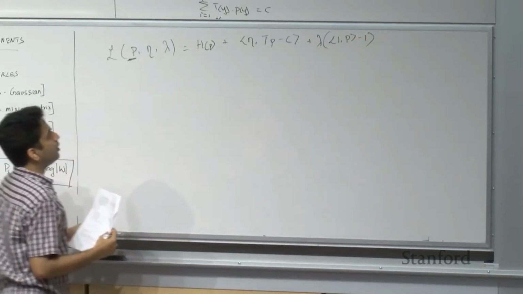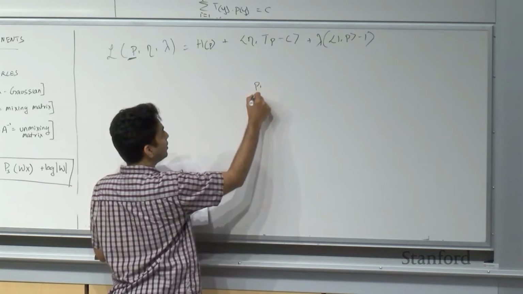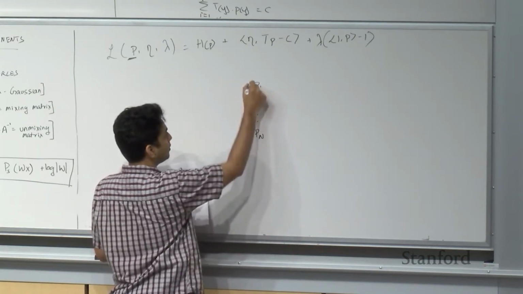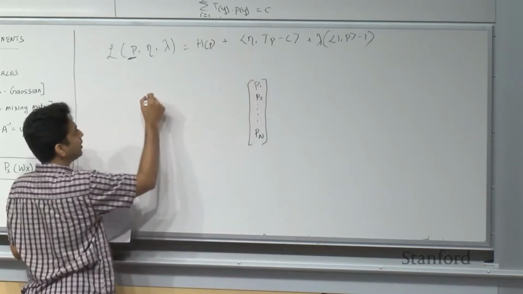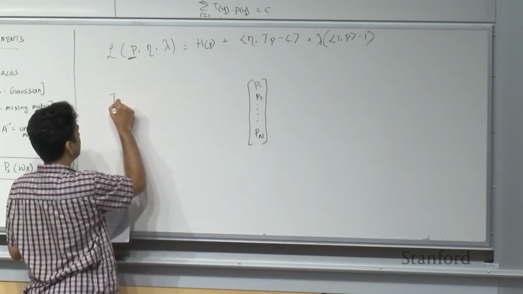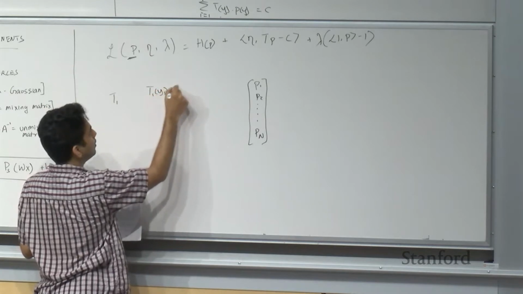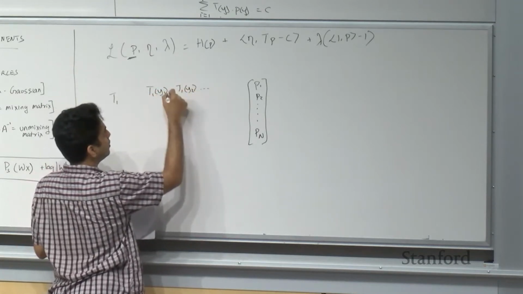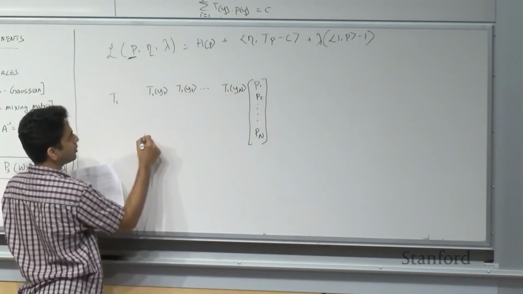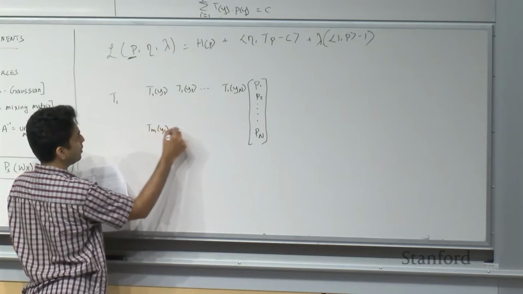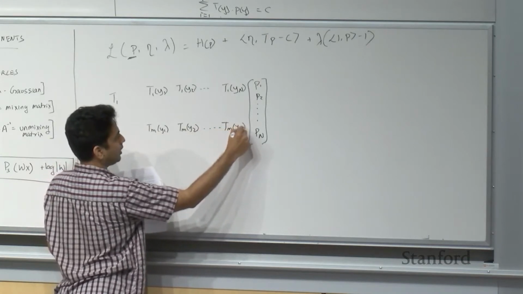What is this? So here P is our probability distribution. You can think of P as p1, p2, up to pN, where N is the cardinality of the set y, and T is a matrix where we have a row corresponding to t1, so that would be t1 of y1, t1 of y2, up to t1 of y capital N, and similarly we have m such rows, so tm of y1, tm of y2, up to tm of yN.